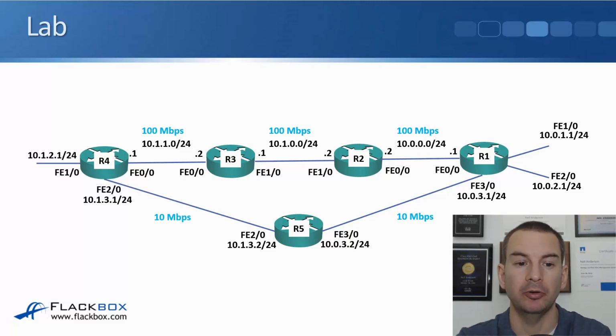So I've got the usual topology here, R1 through to R5. The IP addresses are already configured. And right now I'm running RIP along the top path between routers R1 and R4. R5 does not have any routing protocols configured on there. So let's have a look at this.